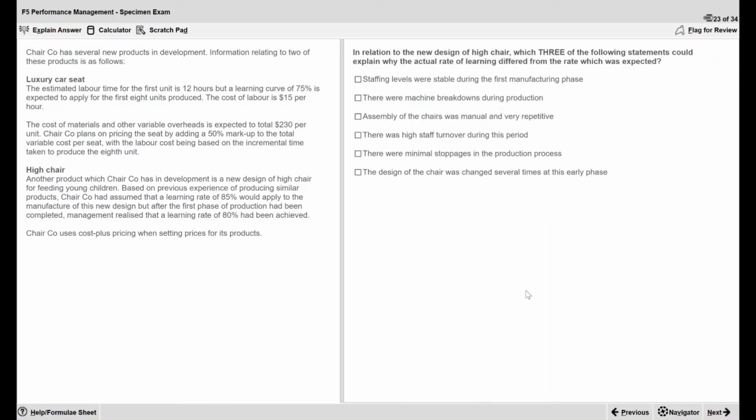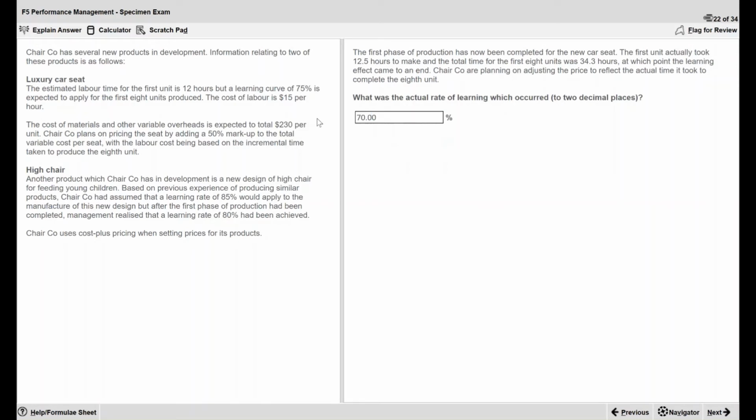In relation to the new design of high chair, which 3 of the following statements could explain why the actual rate of learning differed from the rate which was expected? Now see, the actual rate of learning is 70%, and the estimated was 75%. Remember, the lower the percentage, the more it is. Think of it like discounted price. The more discount you have, the less you will be paying. So 70% rate of learning is more than 75%.